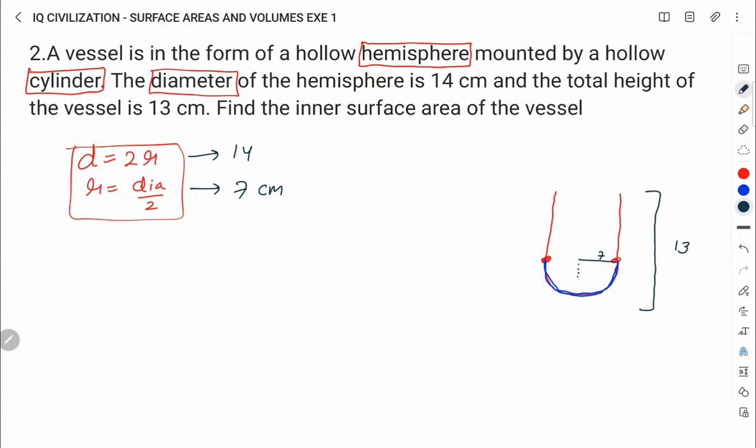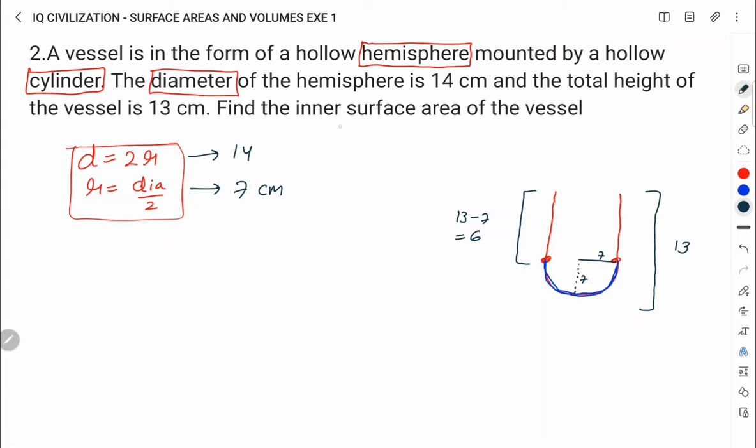I already know that this part is 7. Out of the total 13, I need only this part, so that is 13 minus 7. If I remove the hemisphere, it is 13 minus 7, which is 6. Now I am ready with this question.